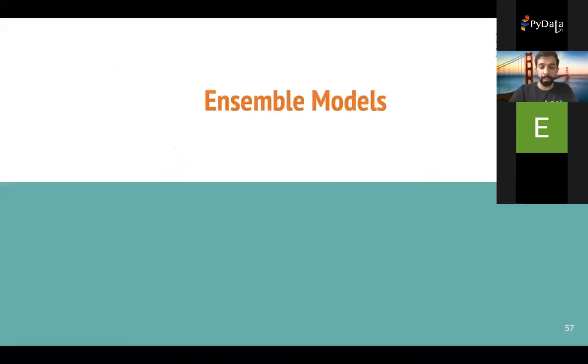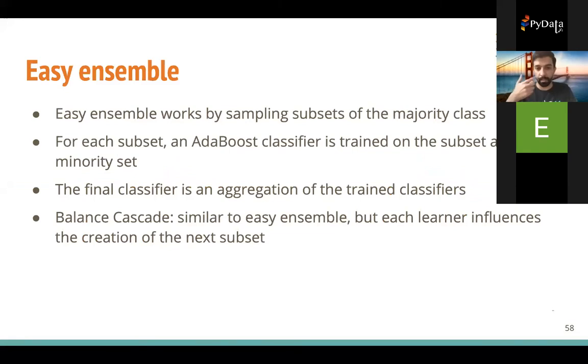The final section we're going to go over today is ensemble models. Ensemble models are a class of models that try to train different models and then take the average of them. It's a very good method to combat overfitting. The first one is called easy ensemble.